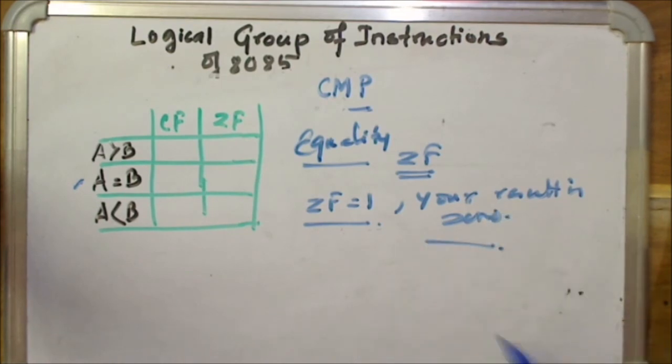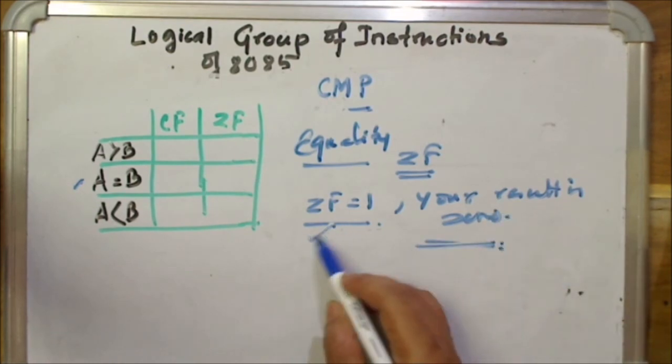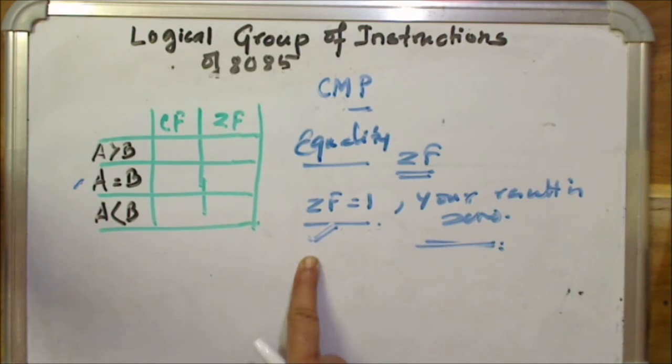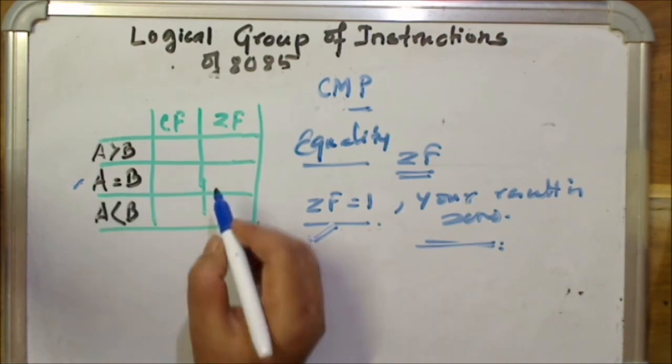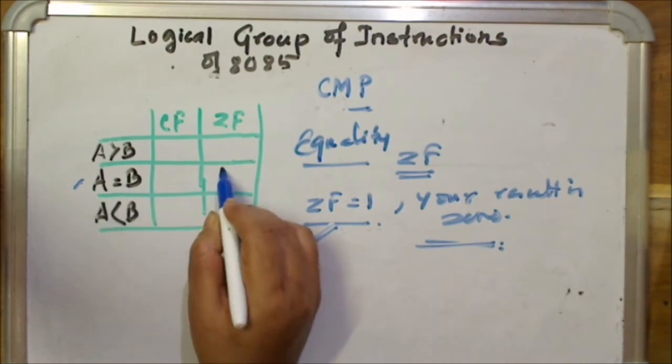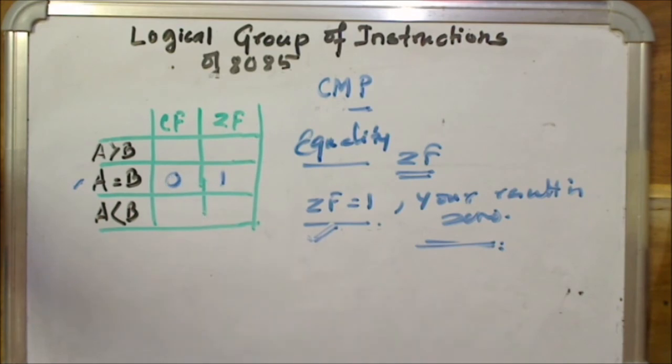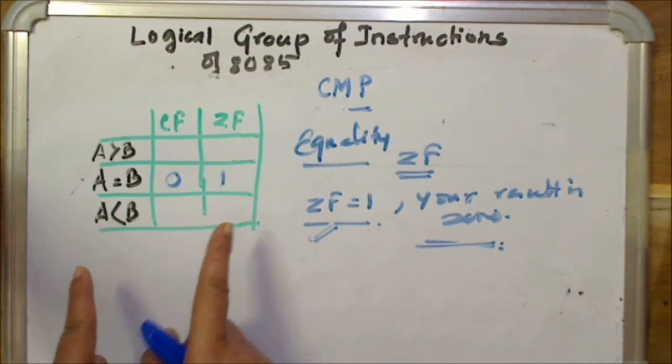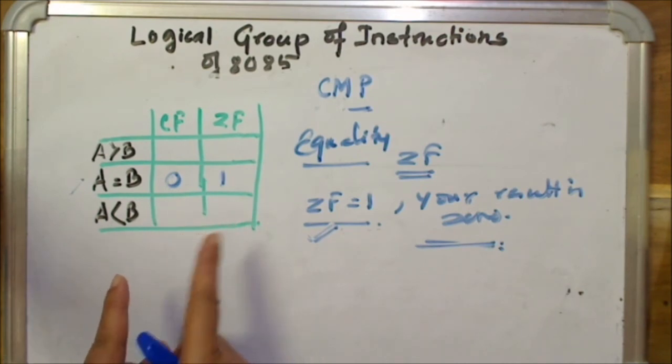If the subtraction result is 0, then only the zero flag will be 1. That means the numbers are equal. If the zero flag is set, the numbers are equal. Understood? So one conclusion we have made: if the zero flag is 1, the numbers are equal. If the zero flag is 0, that means the numbers are not equal.